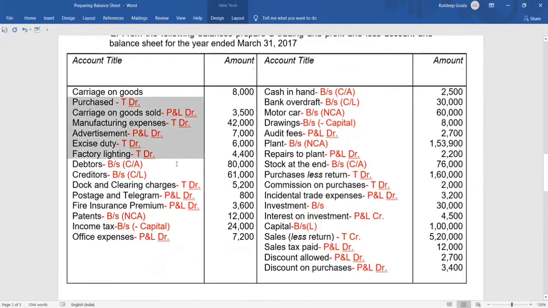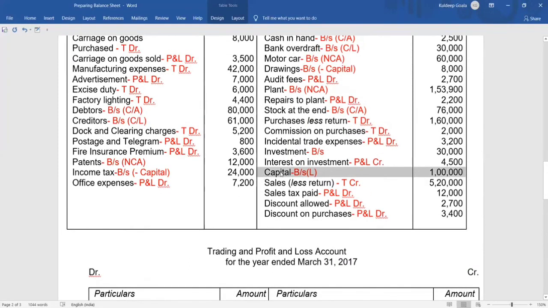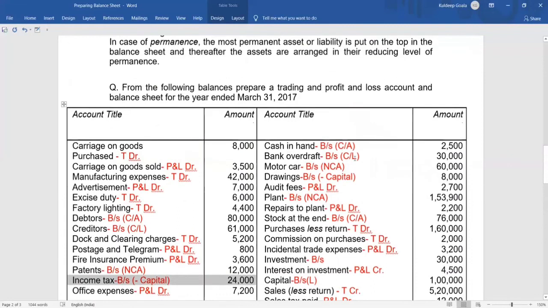After that, we can see if any other current liabilities are left. No, current liabilities are over. Then we will go with the capital. What is the capital? Capital we have seen it is 1 lakh, right? Along with that, we have three adjustments. One is the income tax. This income tax that was paid, 24,000, will be deducted from capital. And again, drawings 8,000 will also be deducted from capital.